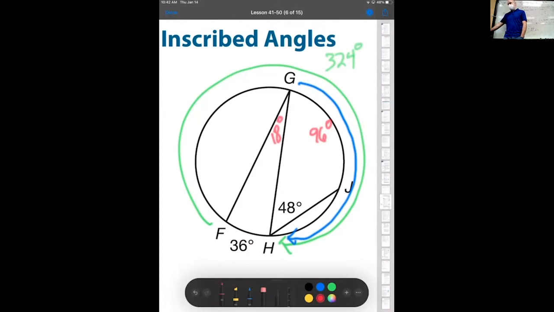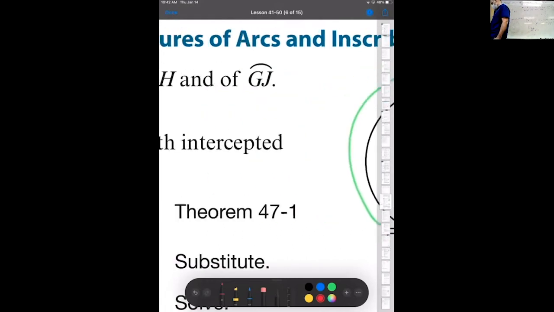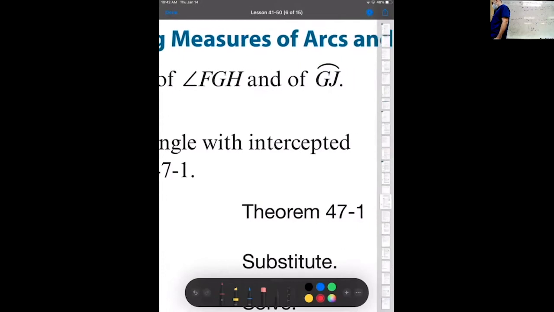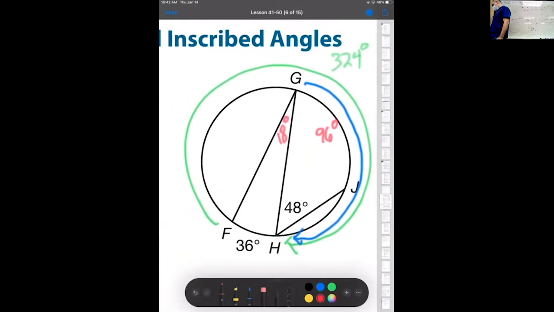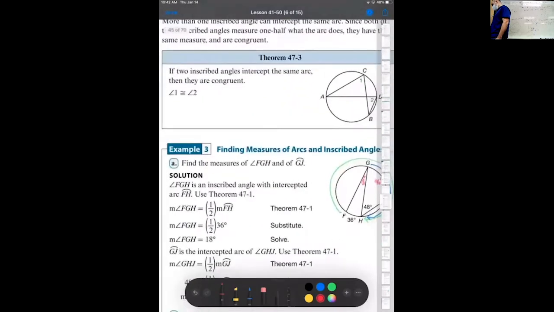So the only angles I see are this 48-degree angle, so that's a 96-degree arc, and then this 18-degree angle, which is a 36-degree arc. Okay. And then, actually, let me just look here. Oh, we are trying to find GJ. Okay. Sorry. All right, so we're good. Good job.